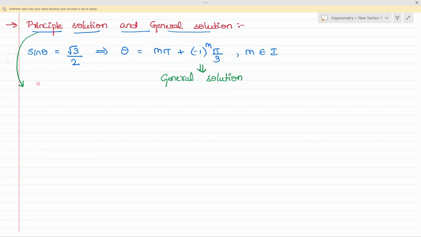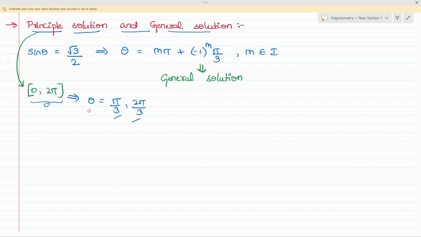The principal solution is the solution which lies in the range 0 to 2 pi. For example, in the same example, sin theta equal to root 3 by 2, what will be the solutions? What will be the values of theta which lie in the 0 to 2 pi range? So for that, the principal solutions of theta will be pi by 3 and 2 pi by 3. So these are the two values which lie in the range 0 to 2 pi.